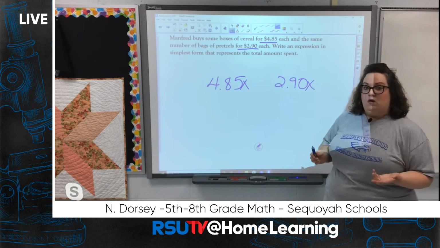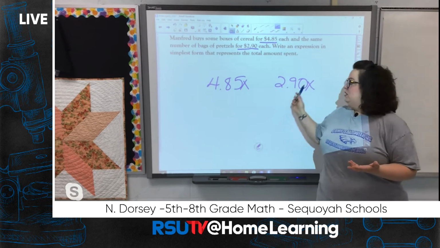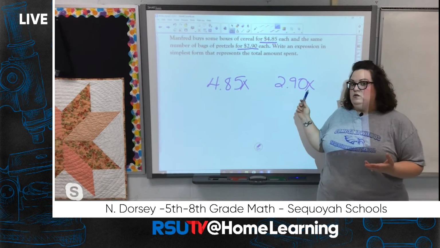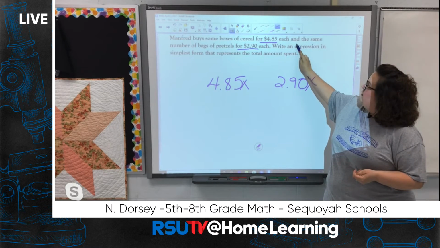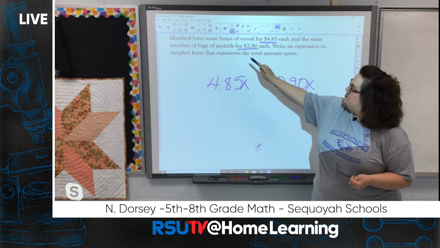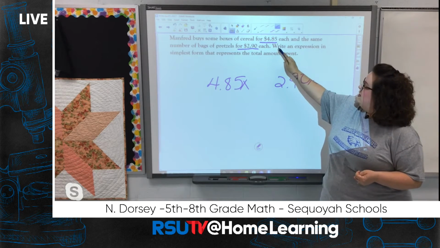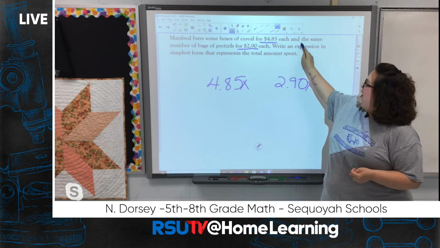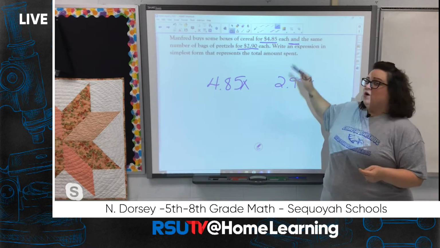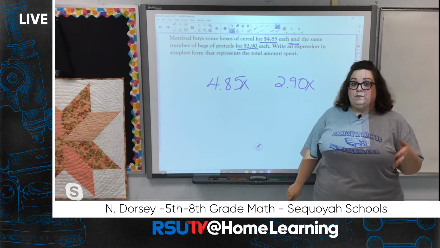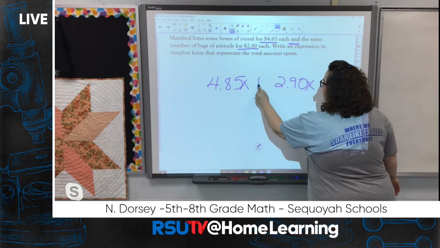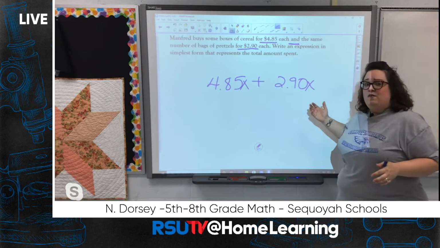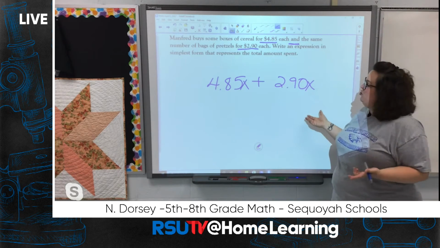Now, how do I know what operation to connect these two values with? If I go back up into the word problem, it says boxes of cereal for $4.85 each, and. So the word and means what? Addition. Very good. So I now have written an algebraic expression.